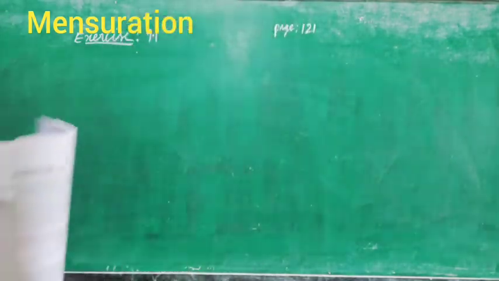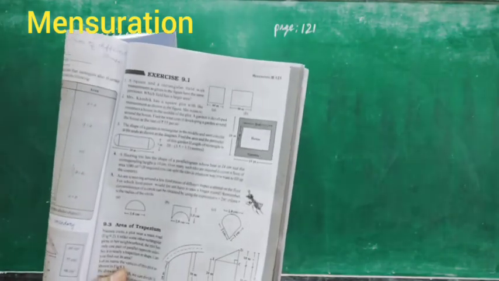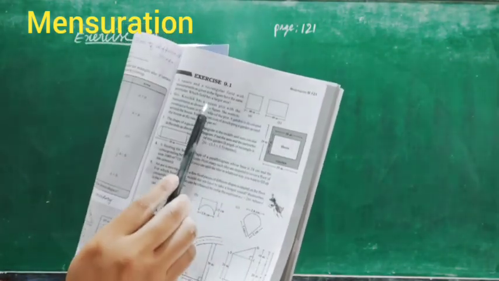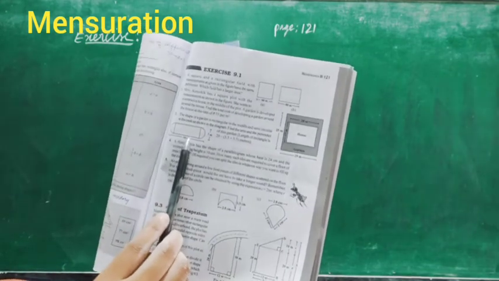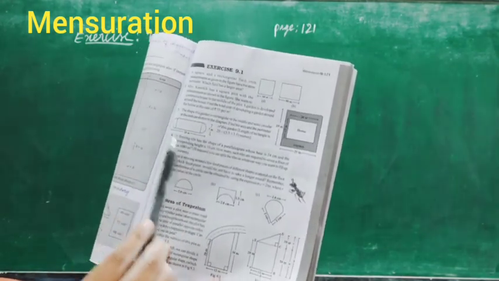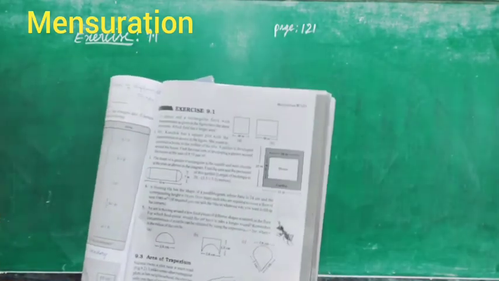And again you come to exercise 9.1. From this 9.1 I have already explained the first and second. You can try to answer the third question, and you can try the fourth and fifth questions as homework.